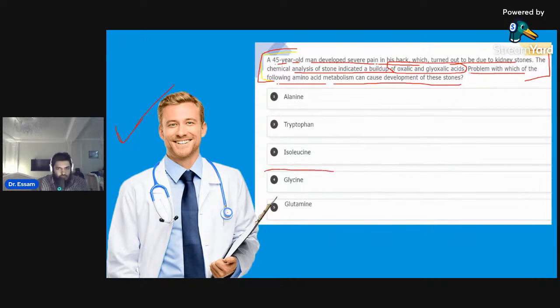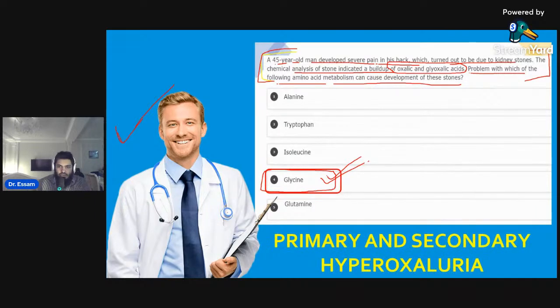So we know, because we studied biochemistry, that glycine is the amino acid which is responsible for these stones. Okay, now, what would we call this disease? We can call it primary and secondary hyperoxaluria. So there are two types of hyperoxaluria. I will not go into the details because this is just biochemistry, but you should know there is primary hyperoxaluria and there is secondary hyperoxaluria. What does it mean? When oxalate is high in the urine, we call it hyperoxaluria.